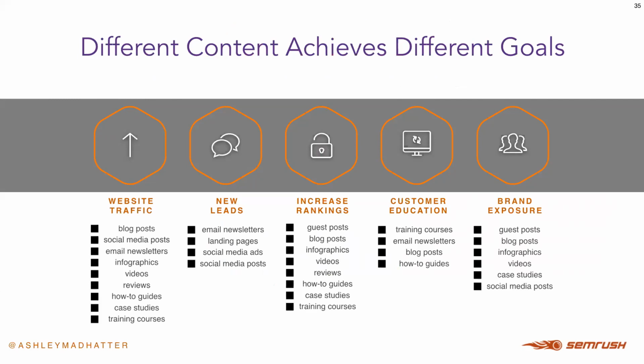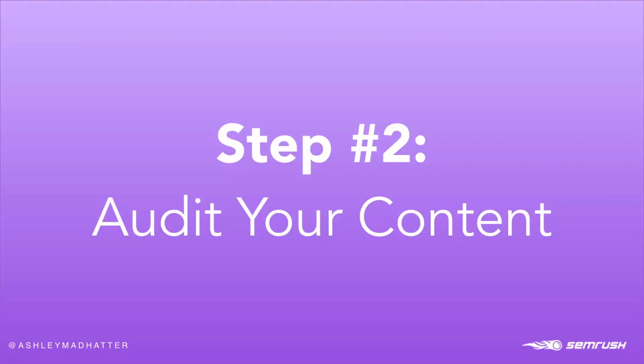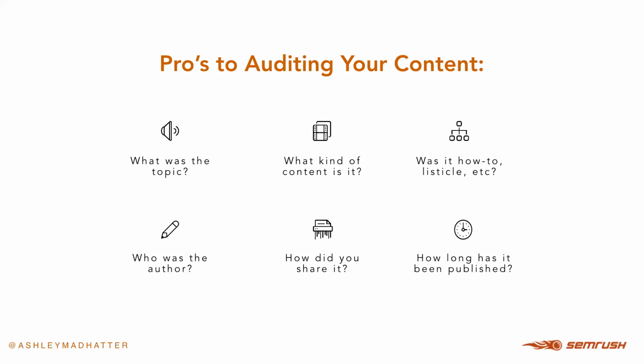For example, if you want to generate new leads, certain types of content are going to help you get more leads than, say, customer education. If your main goal is to increase your customer education because maybe you have a more complex product that isn't easily stated in just 2 or 3 words, then you may want to develop some training courses. You'll want to do a lot of how-to guides to better understand your business model as well. The second step is to audit your content.